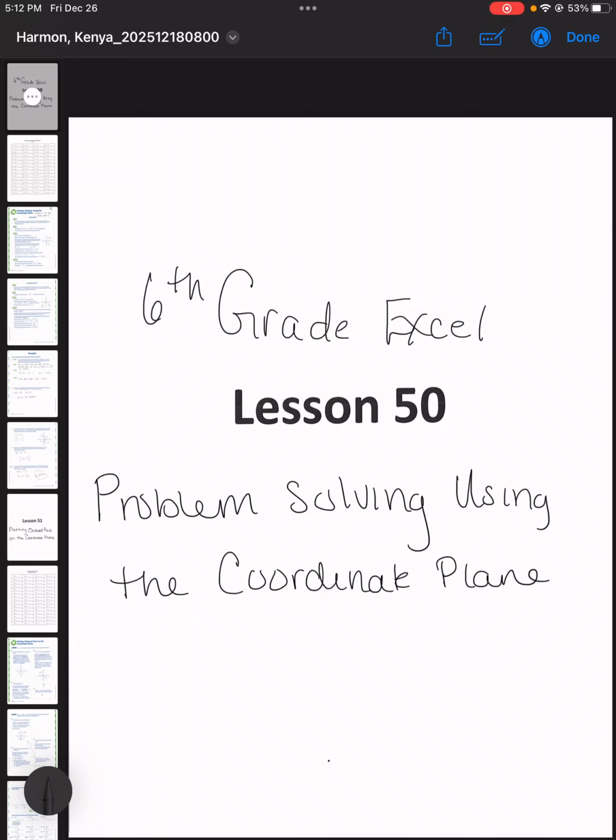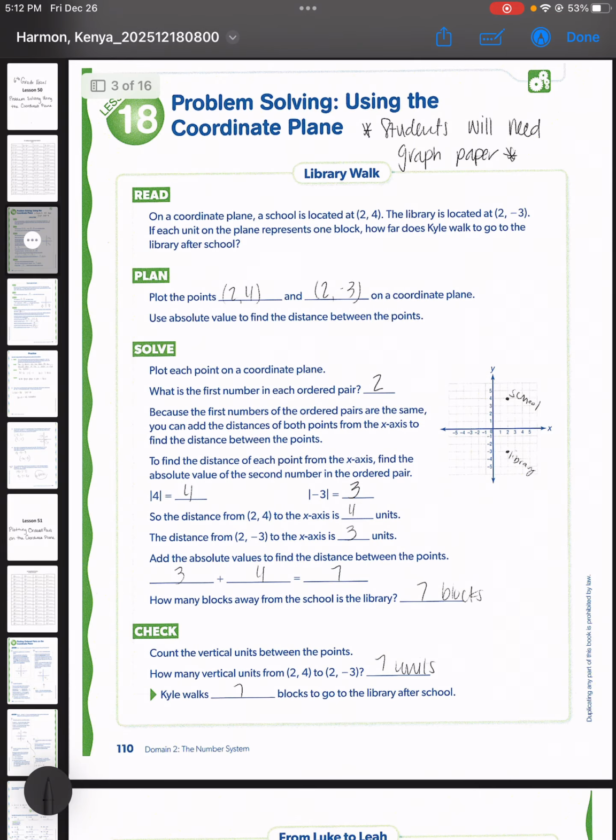This video is to help you facilitate lessons 50, 51, and 52 of the 6th grade Excel curriculum. This set of lessons focuses on work within the coordinate plane. In lesson 50, students are going to need graph paper, and they are going to do some problem solving using the coordinate plane, specifically finding the distance between 2 points.